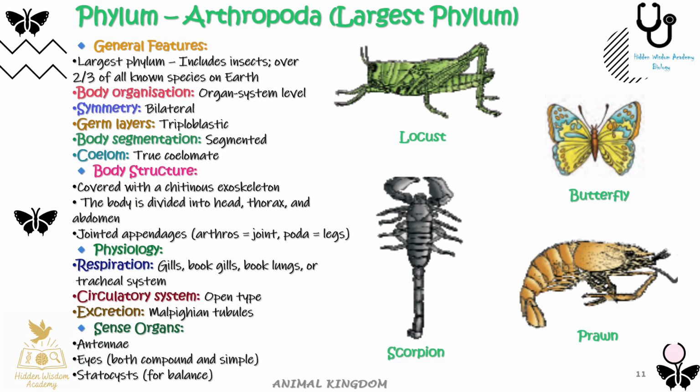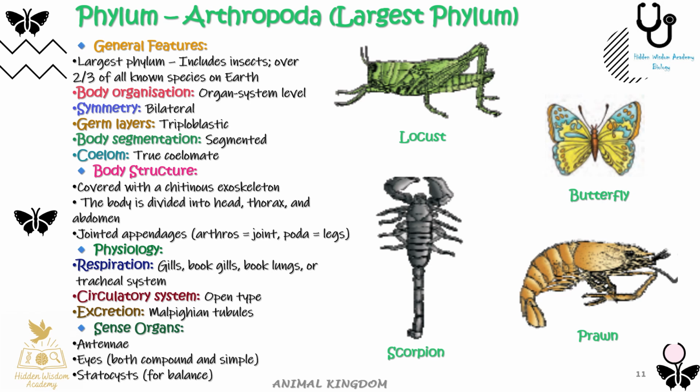Let's learn about Phylum Arthropoda, the largest phylum in the animal kingdom. It includes insects and accounts for over 2/3 of all known species on Earth. Arthropods show an organ system level of organization. They have bilateral symmetry. They are triploblastic. They possess a true coelom.